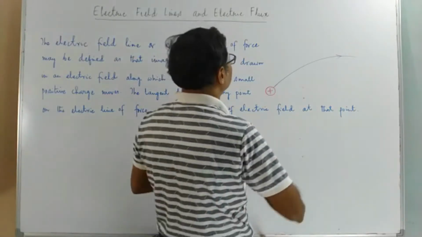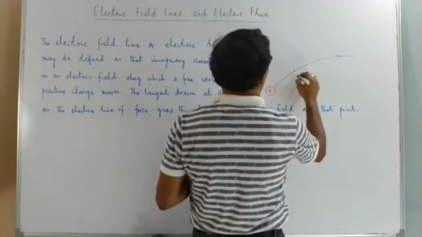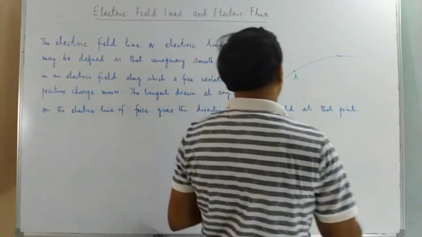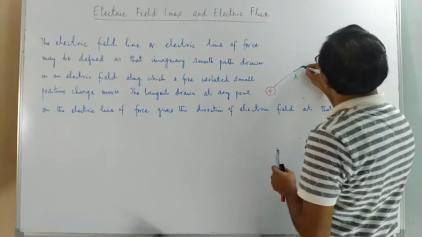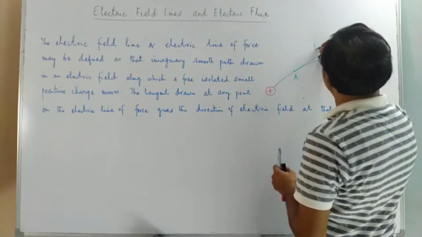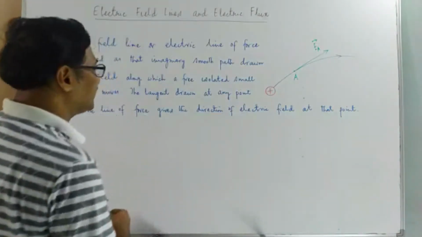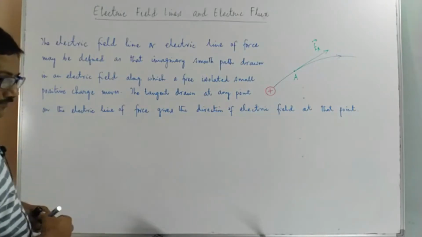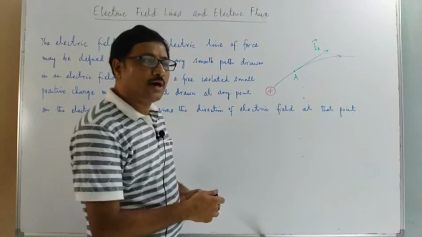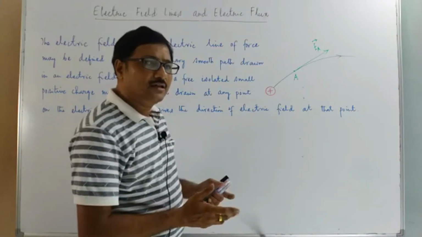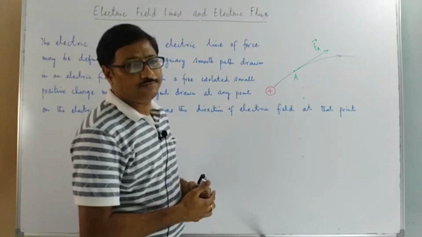Therefore, if we consider this point in the electric field, let it be A. If I want to find out the direction of electric field at that point, I need to draw a tangent at this point. Then this tangent will represent the direction of electric field at A. Now we will consider the electric field lines produced by an isolated charge, a system of charges, or a continuous charge distribution.